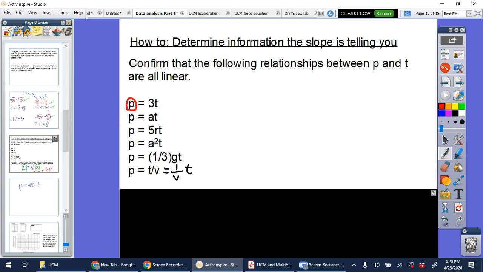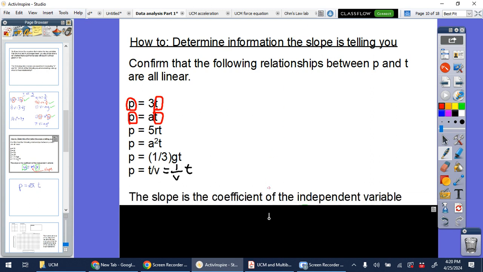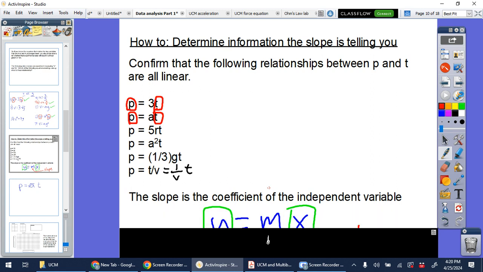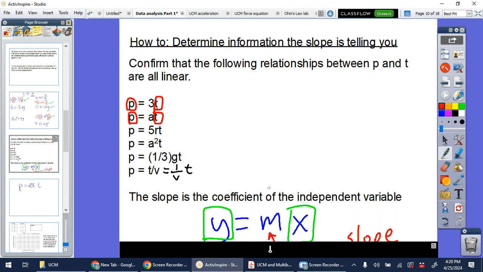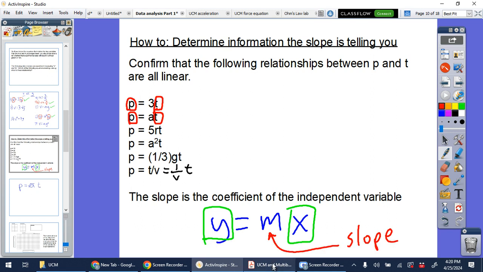Hopefully you can clearly see, I'm going to put a box around the y variable and the x variable, and stuff like that. The reason I'm putting that box around there is that it's going to help us with this next step about determining the information the slope is telling you. Notice that the slope is the coefficient of the independent variable. What do I mean by coefficient? Coefficient is a fancy mathematical term for what's being multiplied by the independent variable. Independent meaning the x variable.